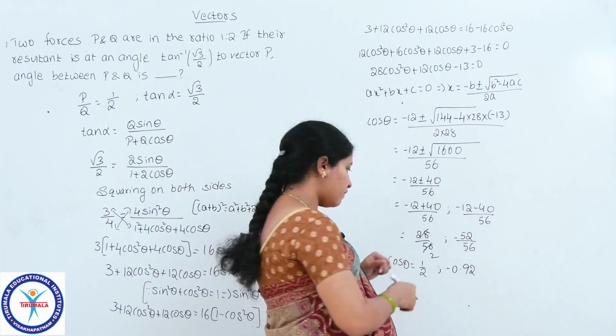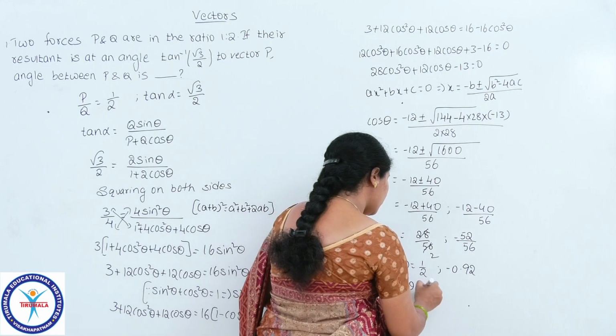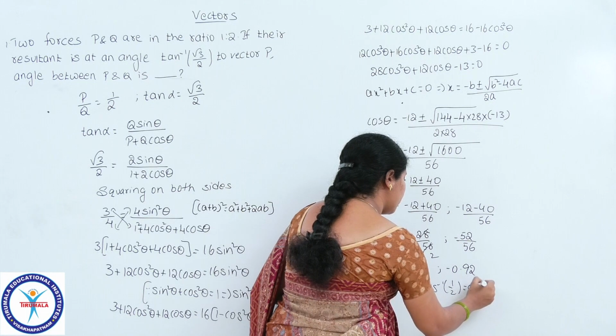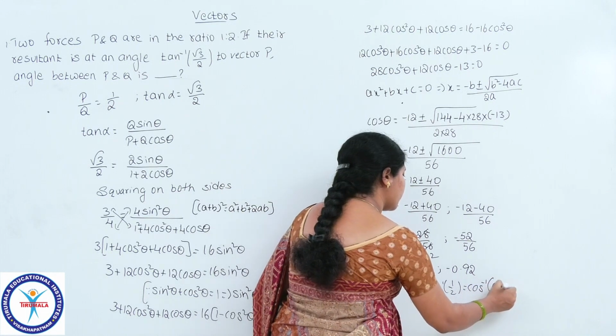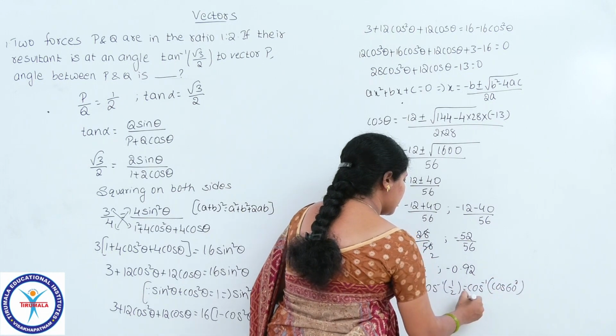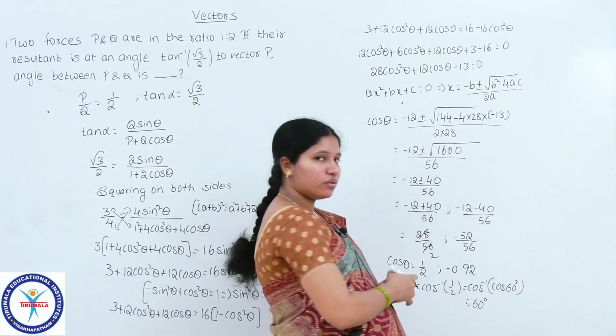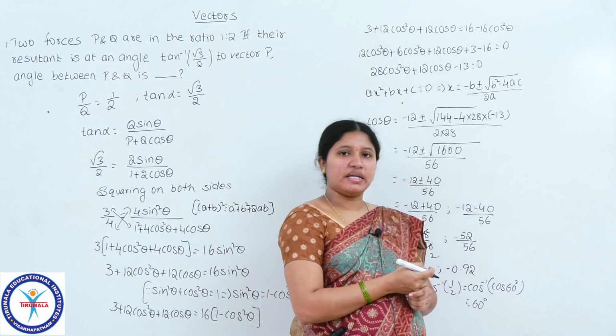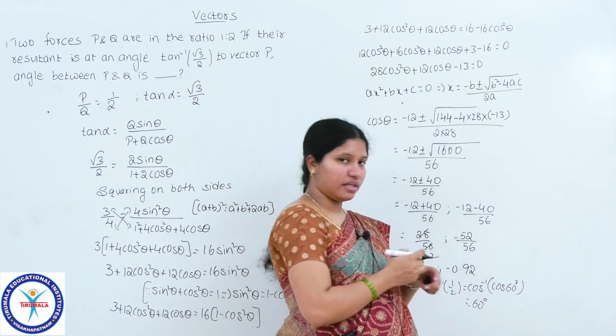So cos theta is 1 by 2, meaning theta equals cos inverse 1 by 2, that equals cos inverse of cos 60 degrees. Therefore, theta equals 60 degrees. So the angle between vectors P and Q is 60 degrees.